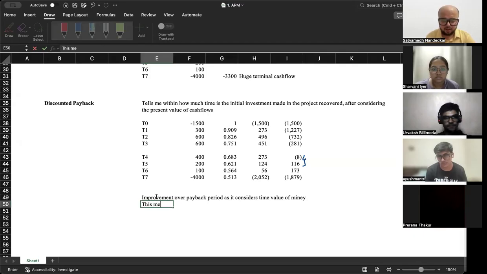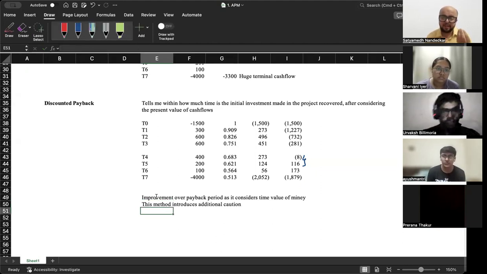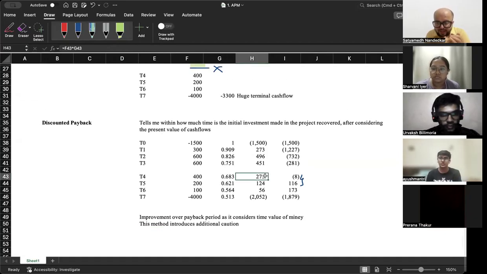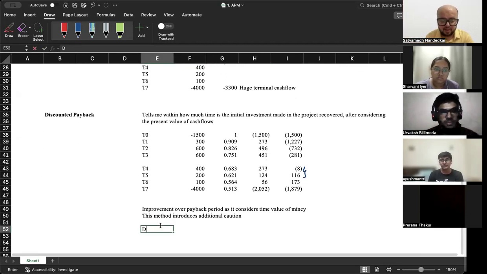And this method introduces additional caution. Why am I saying it introduces additional caution? See, it is delaying the payback for me, which means it will alert me in a certain sense that my payback now is not happening at the end of year 3. It is happening between year 4 and year 5. So I should be a little more careful while investing in this project because the payback is happening a little later. Applying the discounting factor is somewhere reducing the present value of cash flows and it is pushing the payback to a later date. But still, this does not solve the second disadvantage.